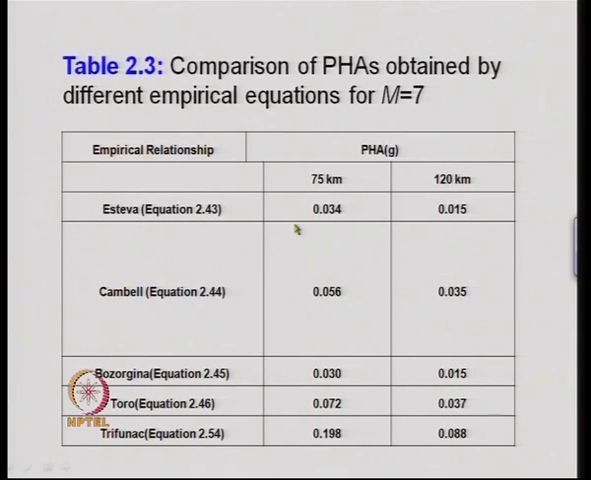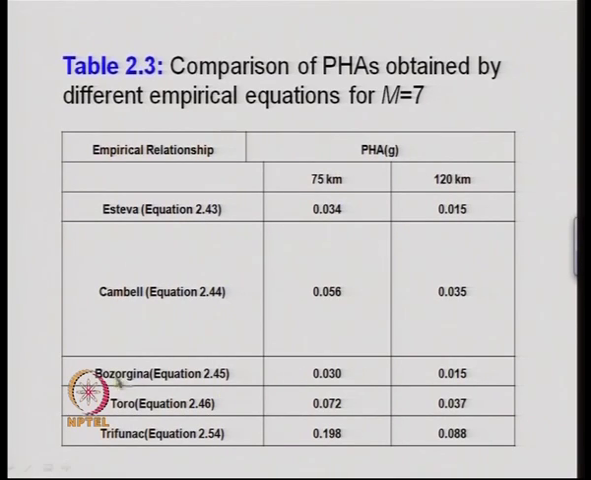The comparison shows that the PHA calculated by different equations gives different values for the same epicentral distance. For example, Esteva's equation provided a PHA of the order of 0.034. Campbell's equation provided a PHA of 0.056.